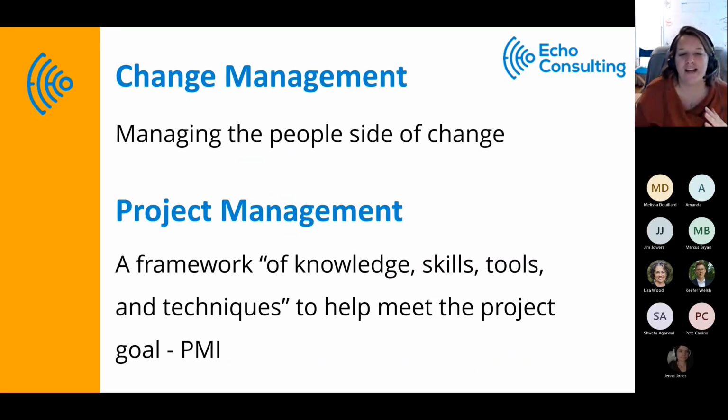About project management, it's a framework of knowledge, skills, tools, and techniques to meet the project goal. And when we think about a project, it's that temporary endeavor when you're trying to get from point A to point B, from current state to future state. Change management is the people side of it. So really that adoption, training, getting people on board.